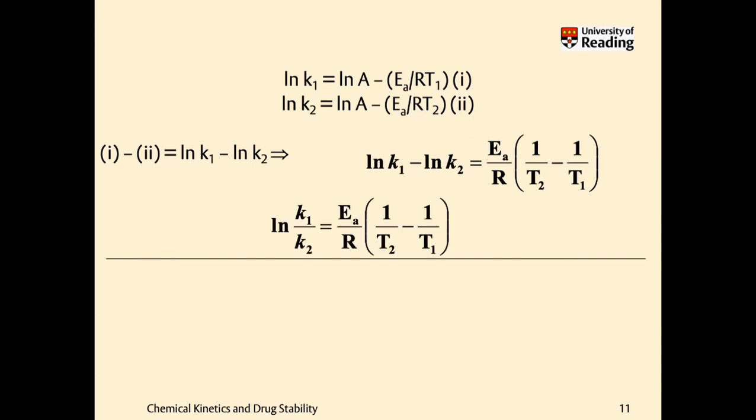And that can be simplified further, because log of K1 minus log of K2 equals natural log of K1 over K2. And it will equal EA over R, and then in brackets 1 over temperature 2 minus 1 over temperature 1. Now, there are a few steps that I have missed there. You do not need to remember the maths, because remember, if I need you to be able to discuss these equations in an exam, I will give them to you.